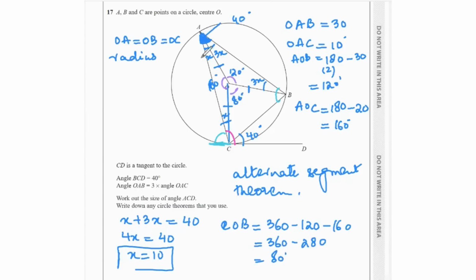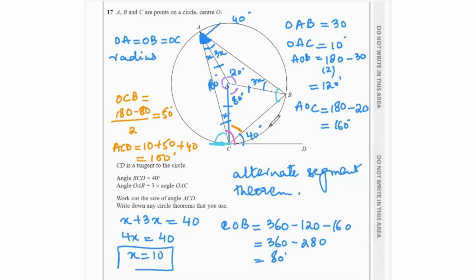Read angle ACD. So then this would be, different color again, OCB would be 180 minus 80 divided by 2. That's 50. So ACD is 10 plus 50 plus 40. 100 degrees. That's the angle.